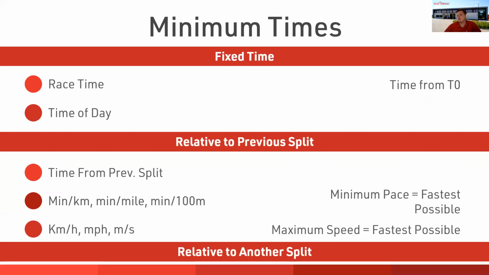But we can also define it relatively to a previous split. So we can say the time from the previous split, like 15 to 30 minutes, for example. Or we can also define that relative time as a pace or a speed. And here it's only necessary to know that a minimum pace, or a small value for the pace, is a high speed. The lower the pace, the faster the participant, opposite to the speed, where obviously high speed means fast participant. And you can also define your minimum time frame from any other previous split.